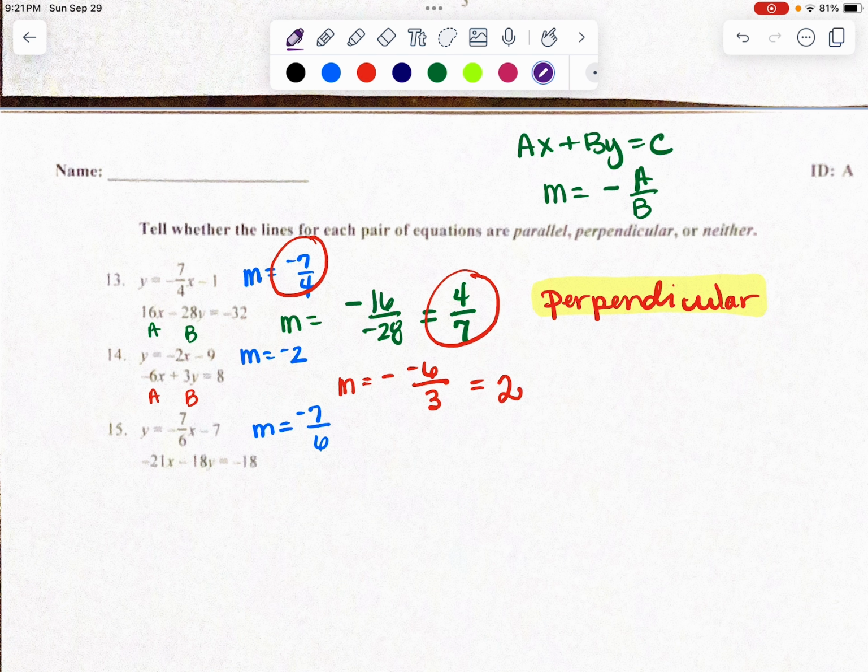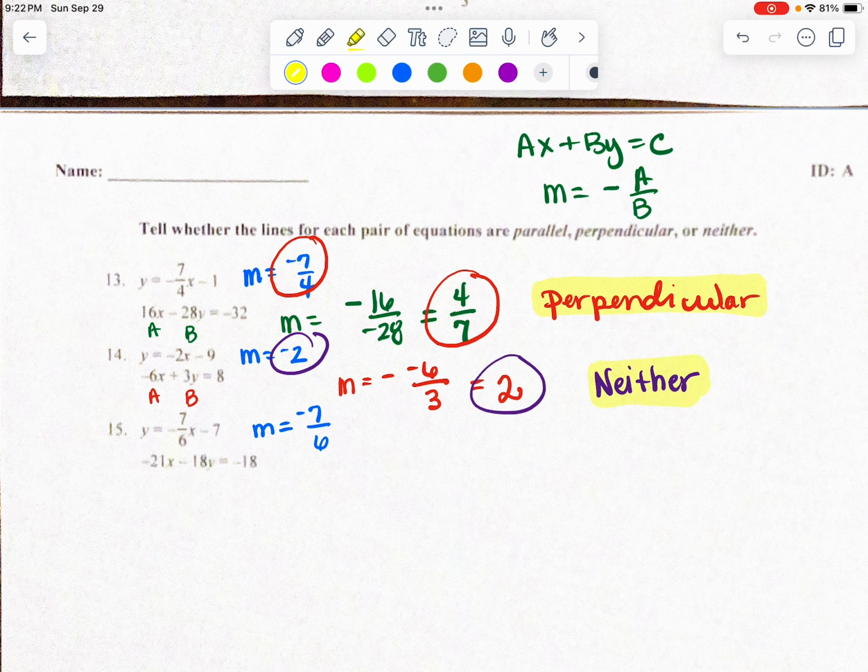So let's look at those two slopes. -2 and +2. Well, they're the same number, but they're opposite signs. So that doesn't count as them being the same, and they're not reciprocals. The reciprocal of 2 is a half, so they're not opposite reciprocals, and they're not the same. These two are neither parallel nor perpendicular. They intersect somewhere, but not in a special way.